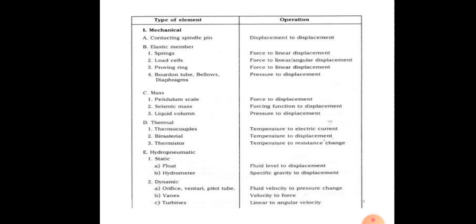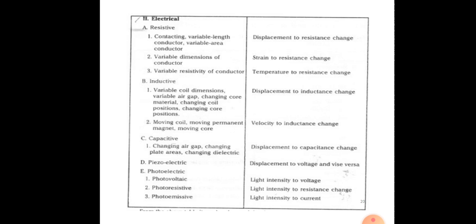These are the types of mechanical transducers, and next are electrical transducers. Here there will be the resistive category types, inductive category types, and capacitive category types. Which are they and what are their operations? They are given in the table, you can just refer to them. However, we'll study them in detail in the next session.